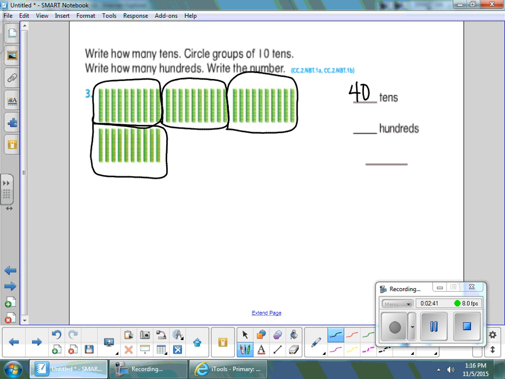How many hundreds is that, Samantha? 4 hundreds. What number does this represent, Olivia? 410. Not 410. We'd have one little extra 10 hanging out here if it was 410. Connor? 400 is correct.